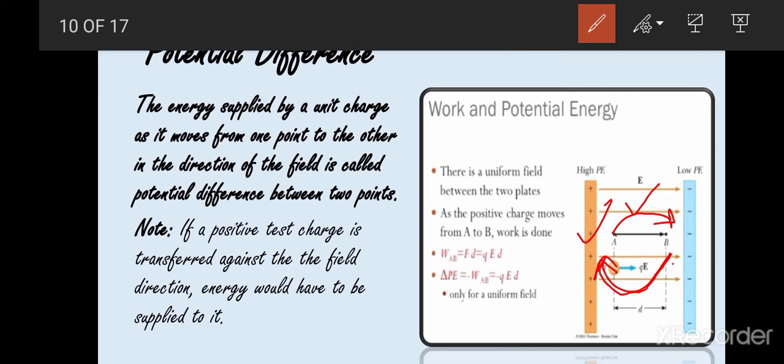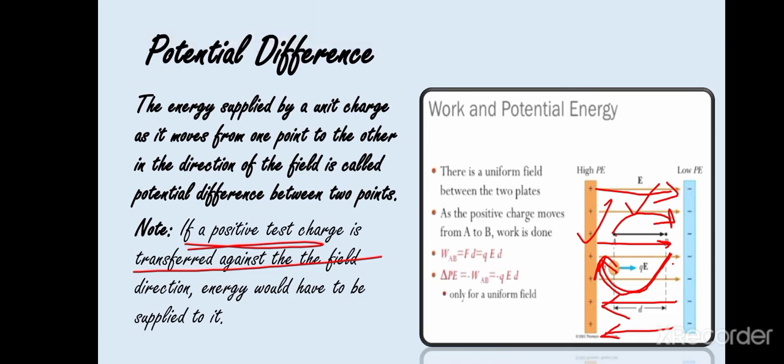And this is the exceptional case, that if a positive charge is transferred against the field, so from its movement we can say that it is moving against the field because it is moving from lower potential to higher potential, but the electric field direction is from higher potential to lower potential, so it is moving against the field. In that case, energy would have to be supplied to it, and that will be equal to the potential difference between those 2 points. It is moving from B to A, so that much energy we have to supply to it so that it can move from B to A easily against the field.